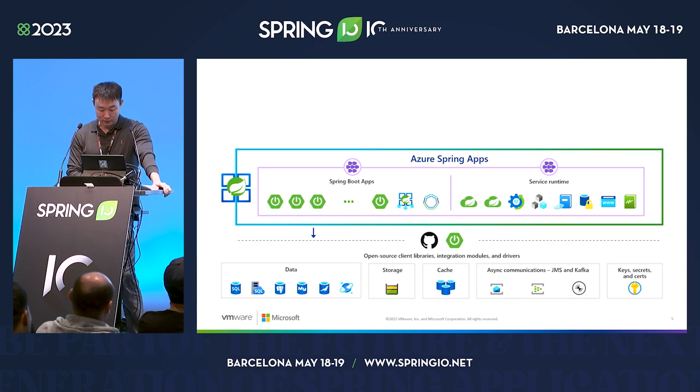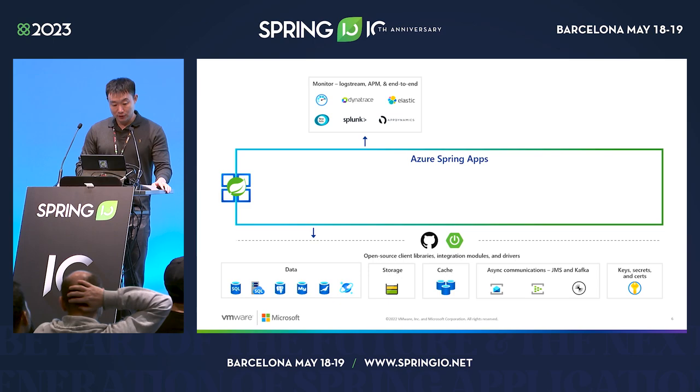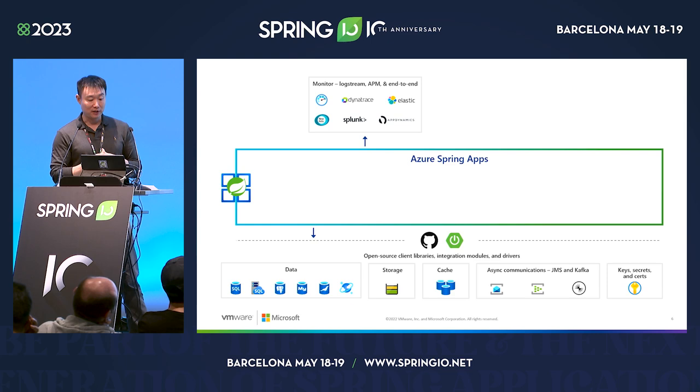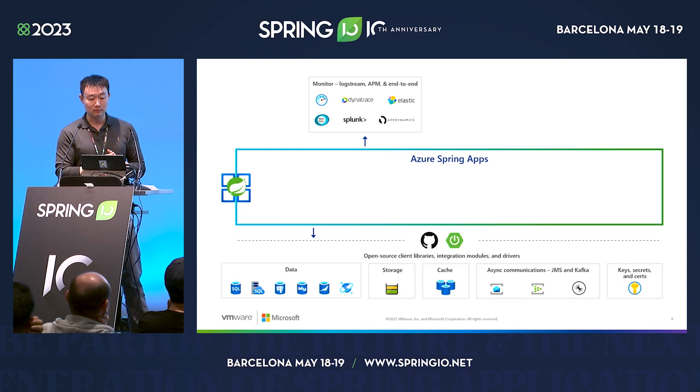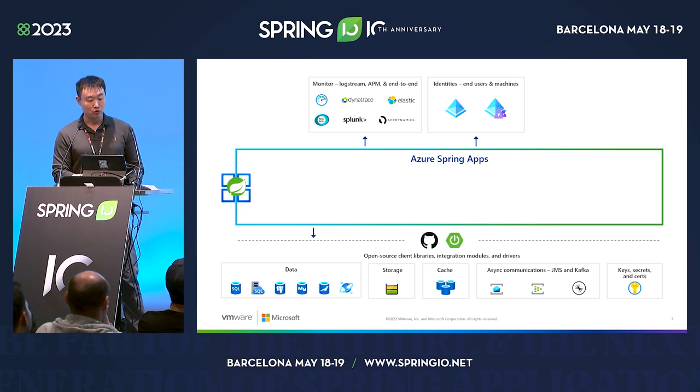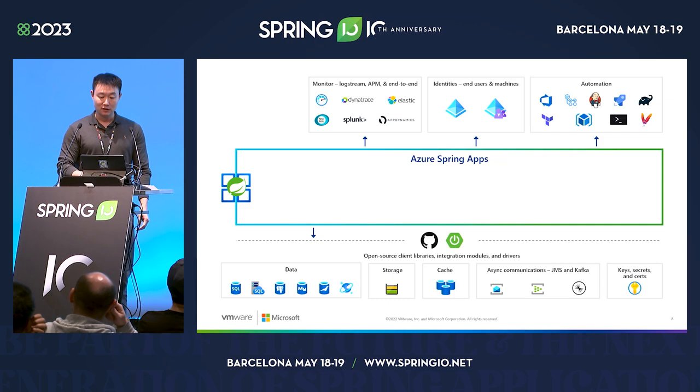For monitoring, you can use Azure Monitor to monitor both the logs as well as metrics for your app. But you're not limited to that. You're more than welcome to use any of the APM solution providers that you are currently using today. As a matter of fact, Azure Spring Cloud supports, out of the box, deep integration with some of the industry-leading APM providers in this space. For security, you can use Azure Active Directory to protect your apps, and we support both user-assigned identities as well as machine-assigned identities. Keep using the automation tools you're already using today, be it Jenkins, Azure DevOps, or Terraform.